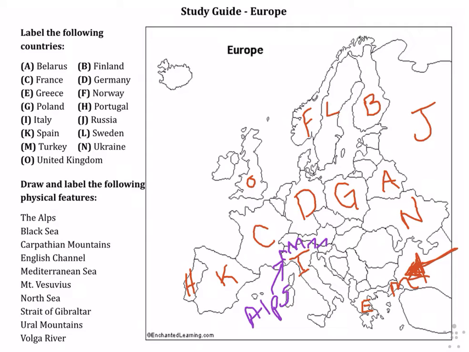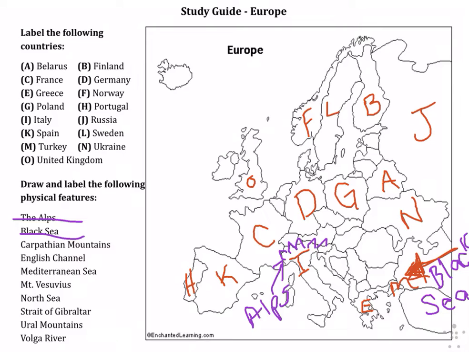Pardon my handwriting. Next one, I have the Black Sea. The Black Sea is directly south of the Ukraine and north of Turkey. So it's where this big arrow is. So I'm going to put Black Sea. I apologize, I do not have a stylus, so I'm writing with my finger and it's not turning out that great. Next one, Carpathian Mountains.